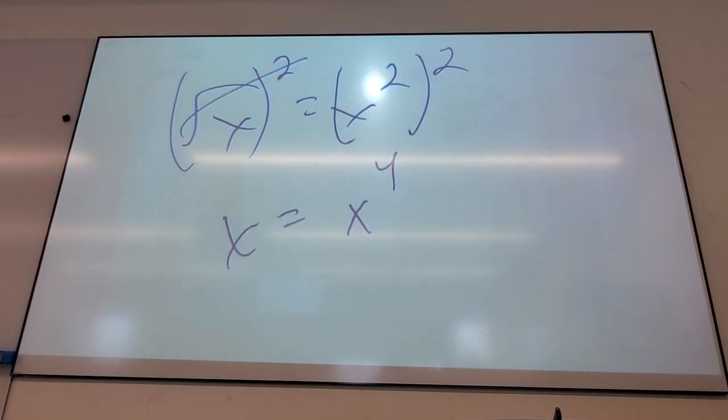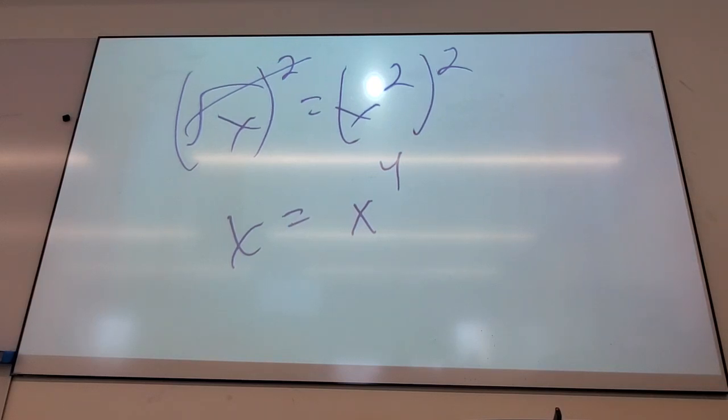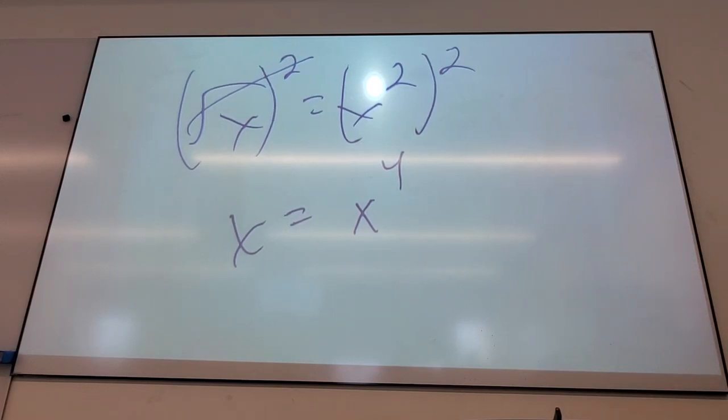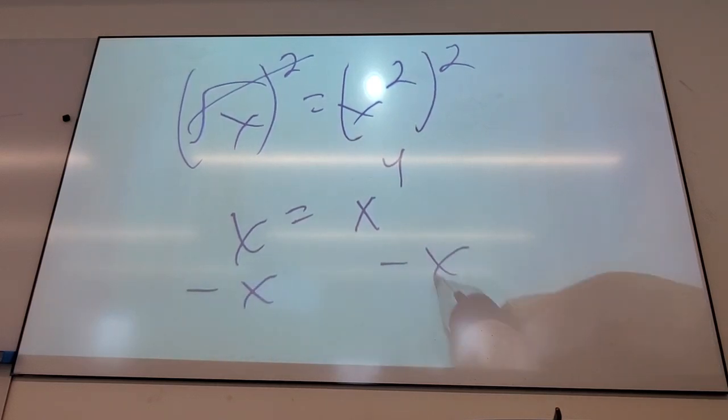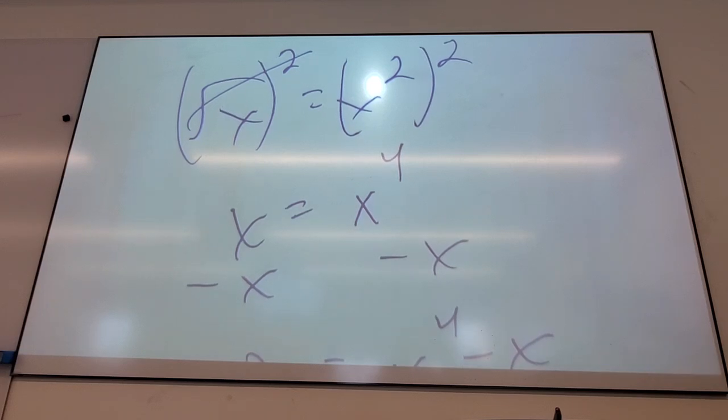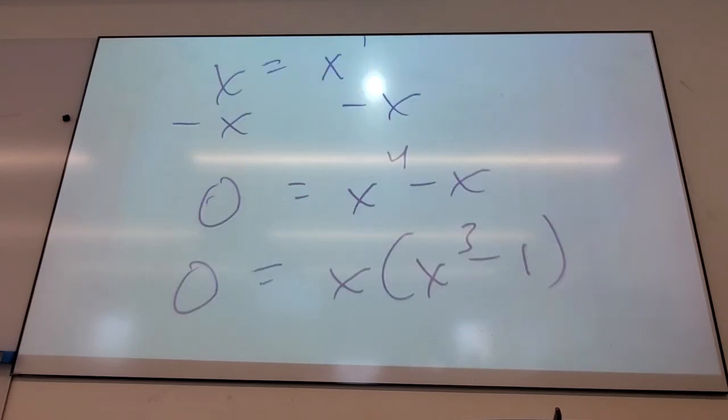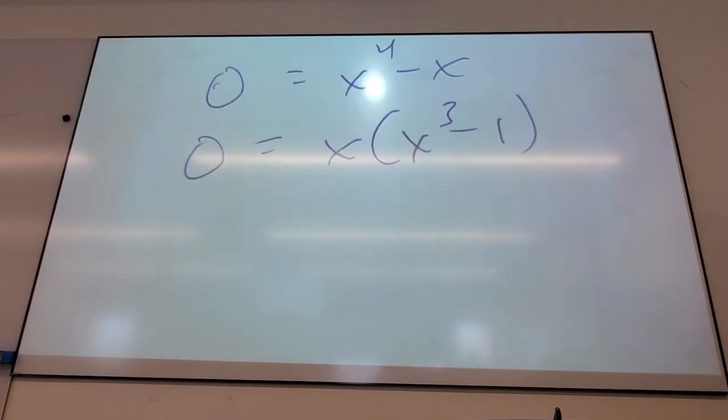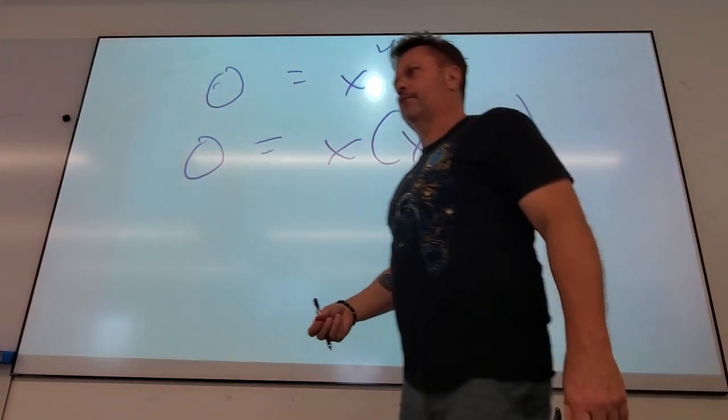Now don't divide by x, because x could be 0, so you can't divide by it. You just can't divide by 0. So what do I do instead? Like I was just telling Nat, if I have an equation with a variable with a power other than 1, I almost always want to get it equal to 0, because then I can factor.